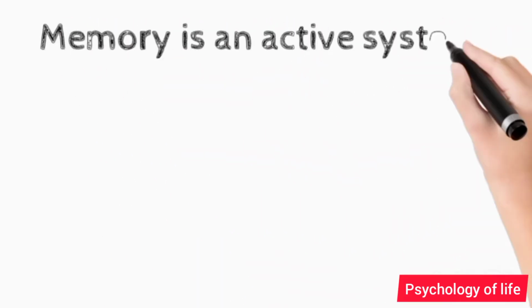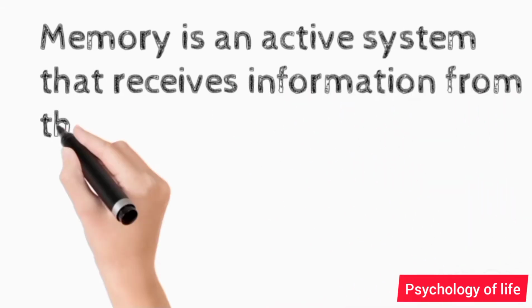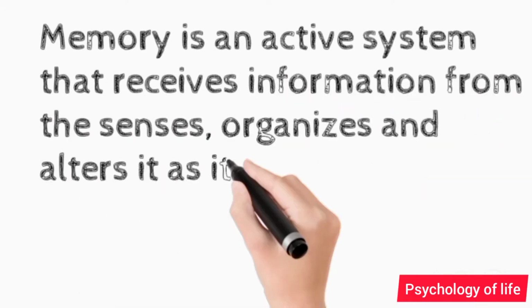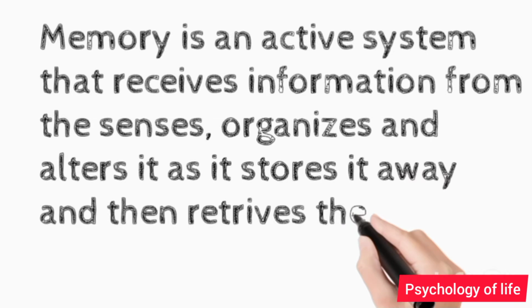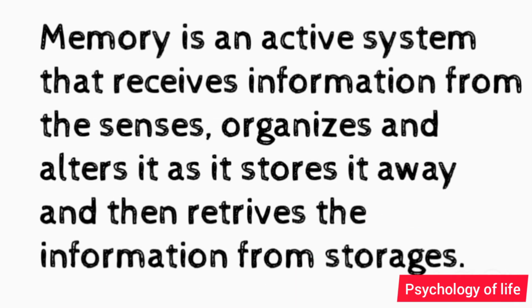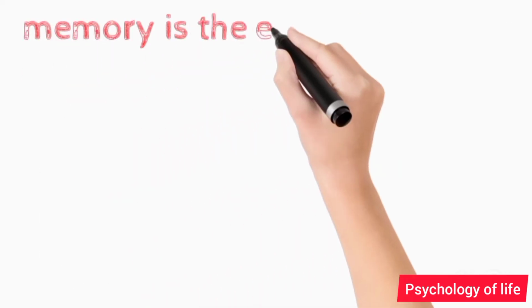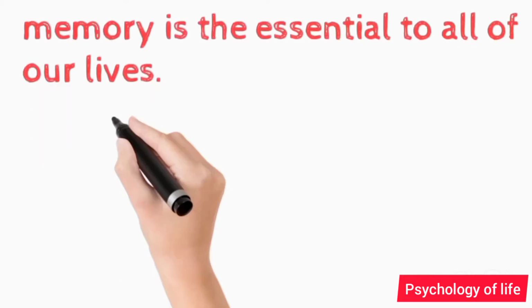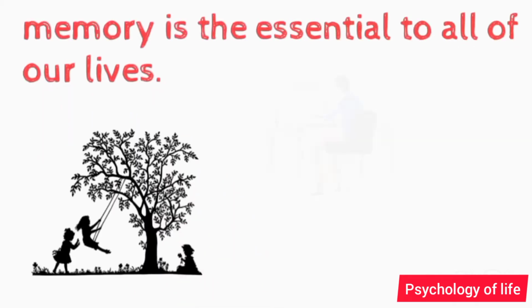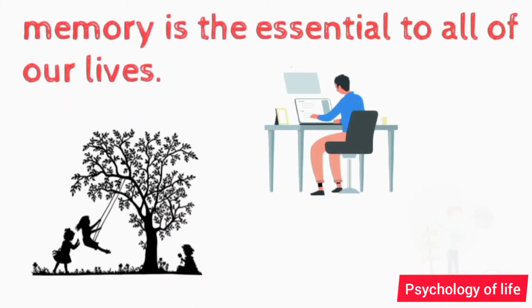Memory is an active system that receives information from the senses, organizes and alters it as it stores it away, and then retrieves the information from storage. Memory is essential to all of our lives. Without memory of the past, we cannot operate in the present or think about the future.